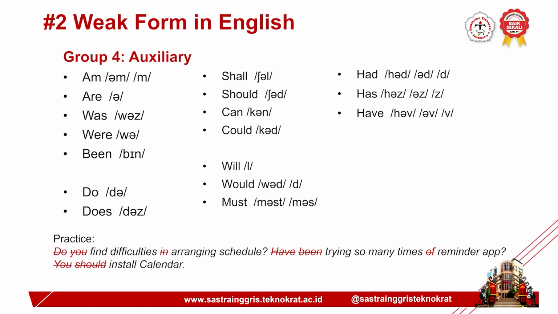"Will" is pronounced "l," and then "would" is pronounced "wud" or "d" only, and then "must" is pronounced "must," and then "had" is pronounced "hud" or "d," and then "has" is pronounced "hiz" or "z," and then "have" is pronounced "hav" or "uv." Now, how do we use this in a sentence?